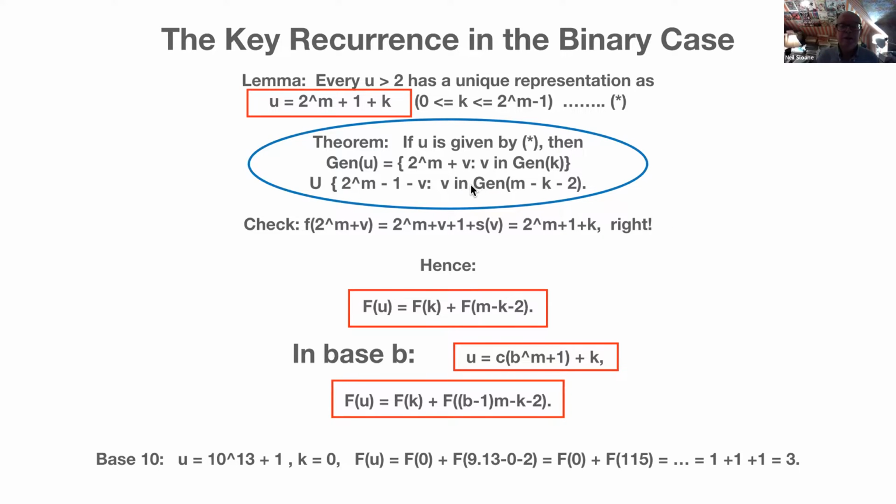So it's easy to prove that all these numbers are generators of U. It takes proof to show that there are no other generators, but it's true, that's part of the theorem. So that implies that f(U), the number of generators of U, is equal to the number of generators of k plus the number of generators of m minus k minus 2, which is a very useful result. That's the basic recurrence. And there's a base B analog, and you can program this in a dozen lines of Python, and it's just a very lovely thing to use.